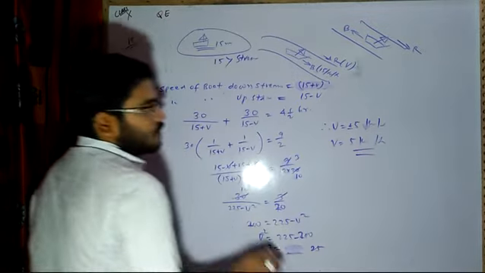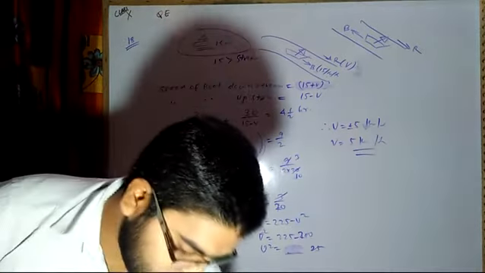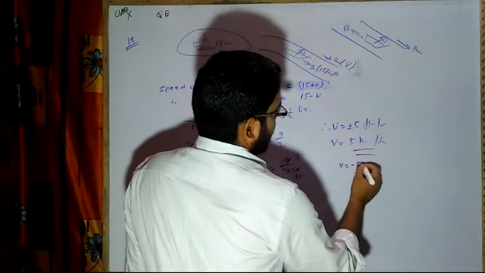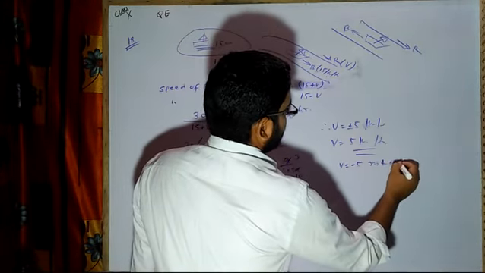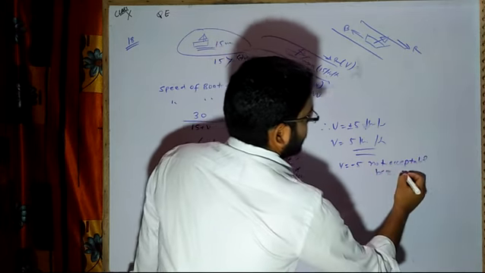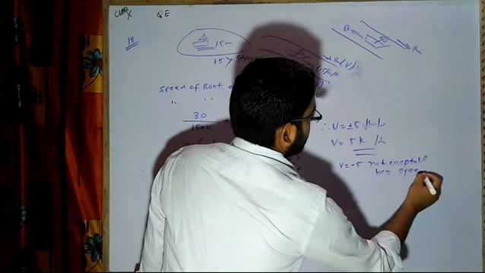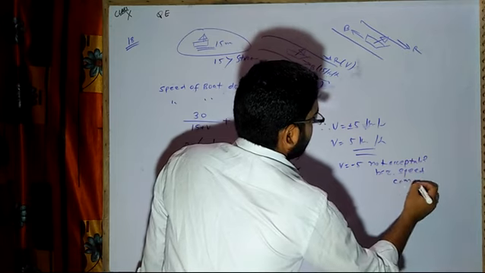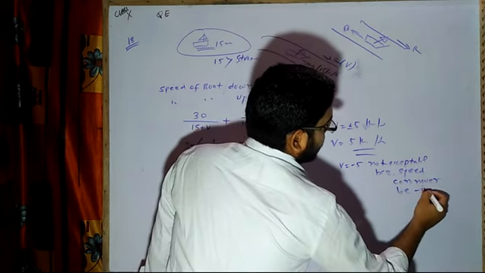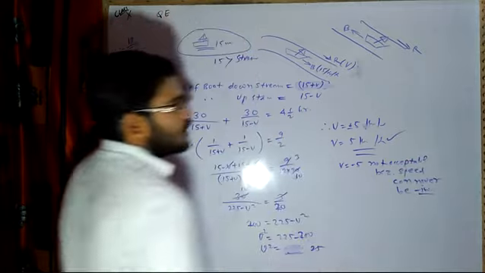V is equal to 5 kilometer per hour. Negative we cannot take because speed cannot be negative. That is why we write V is equal to minus 5, not acceptable, because speed can never be negative. So your speed will be 5 km per hour.